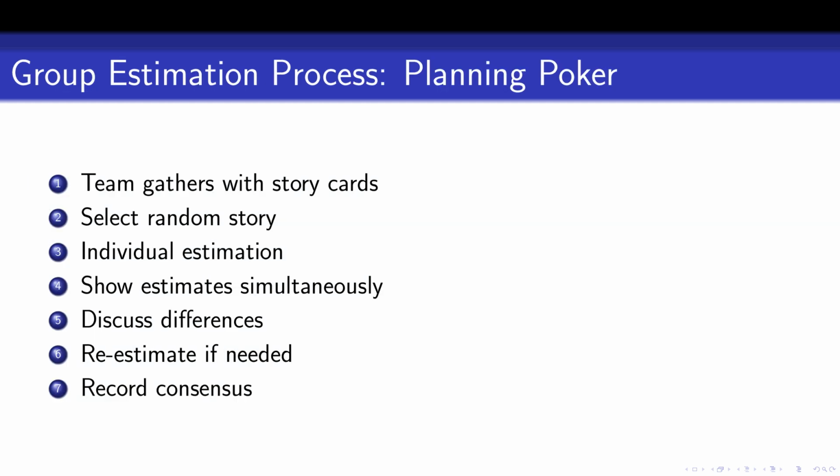One effective group estimation method is planning poker. The process begins with the team gathering and reviewing story cards. Each member privately estimates the story's complexity, and then the team shares their estimates simultaneously. Differences in estimates spark discussions to clarify understanding. Afterward, the team re-estimates if necessary and records the consensus. It is critical that everyone shows their estimate simultaneously to avoid bias.